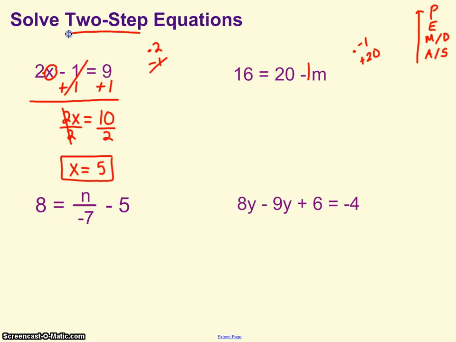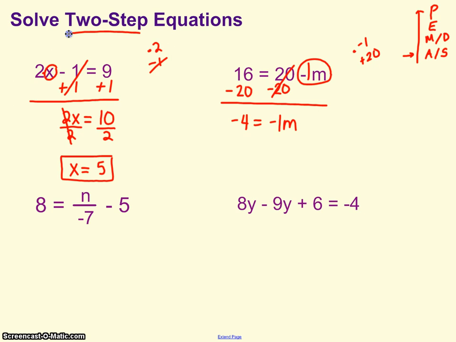So which one will we undo first, the multiplication or the addition? Well, we always start with the addition and subtraction first. So for a positive 20, to make that cancel, we will subtract 20, because 20 minus 20 is 0. Let's go ahead and subtract 20 on the right side as well. 16 minus 20 is a negative 4. Bring down your equal sign. 20 minus 20 equals 0, so that's gone. Then we do want to notice that we still have a negative 1m left.